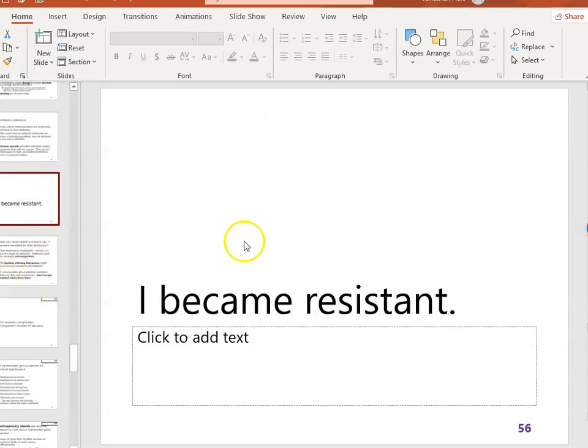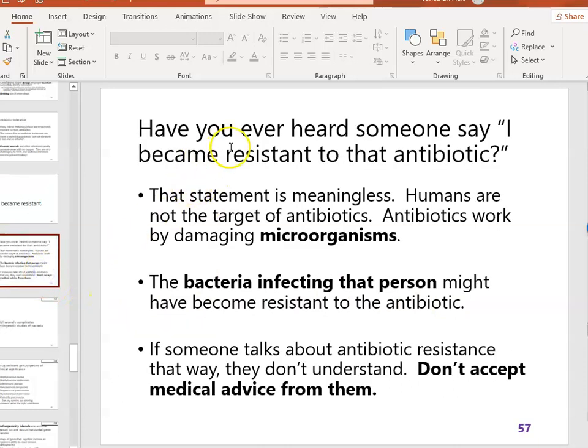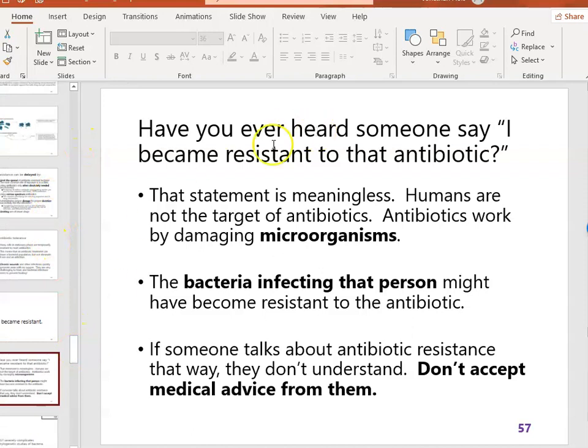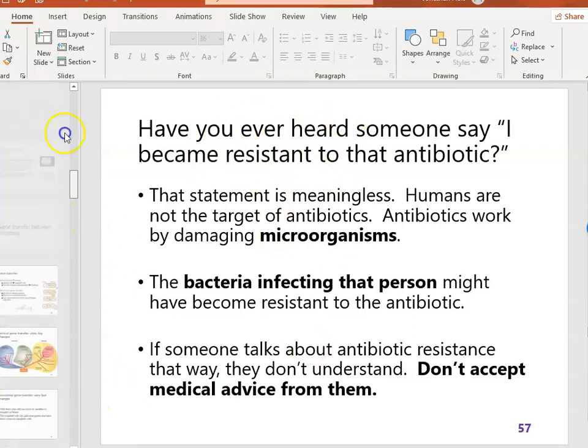And, oh, right, this is great. This phrase, you will hear people say, is meaningless. So please read through this. What does it mean when someone says, I became resistant to that antibiotic? What that means is don't accept medical advice from that person, because they don't know how it works or what it means. So you should become the person who can say what they're trying to say in a meaningful way.